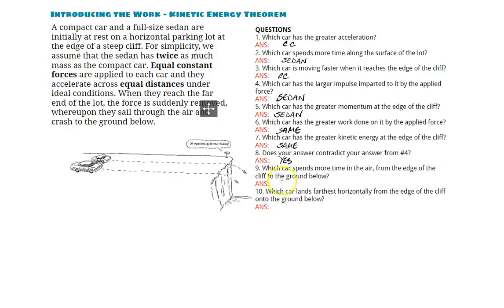Which car spends more time in the air? Well, if they both launch from the same height, they both fall in the same amount of time, as we talked about back in Unit 2 with free fall. So it's the same. And then which car lands farthest horizontally? Well, whichever car is going faster as it launches itself off the cliff is going to be the one. And so if you remember, this one is the compact car. So there you go.